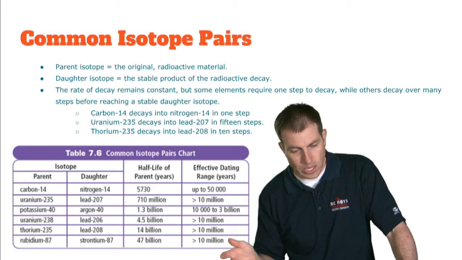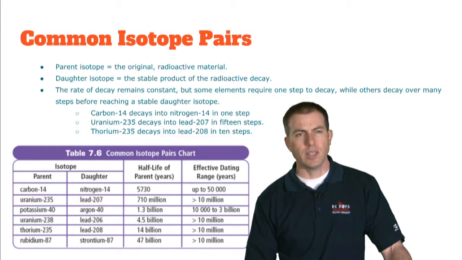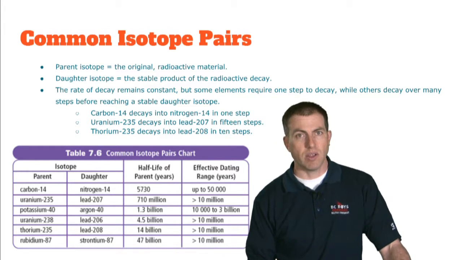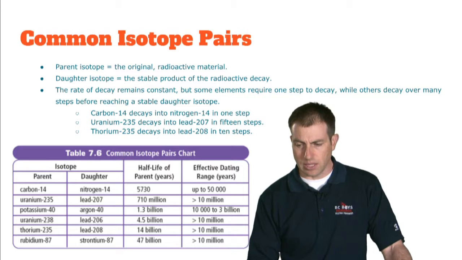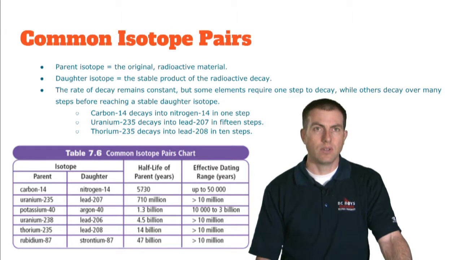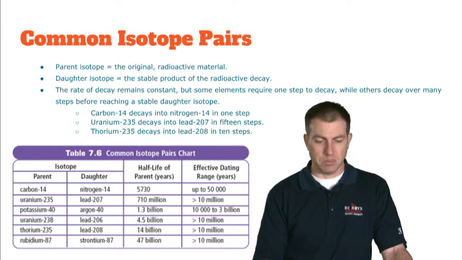Thorium-235 to lead-208 in 10 steps. So you'll find that most really heavy radioactive elements find somewhere stable around lead, around 208, and lead is one of the heaviest stable elements.